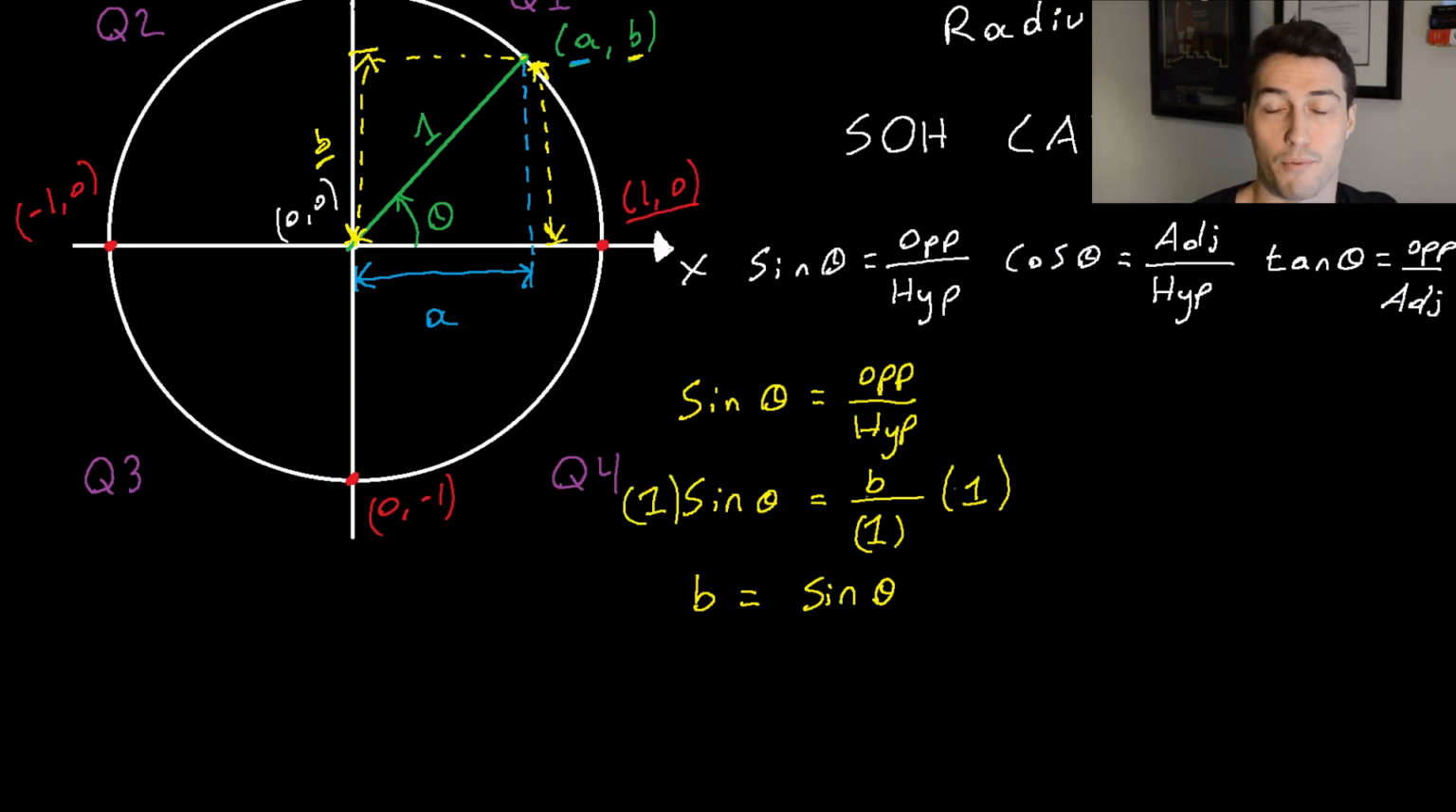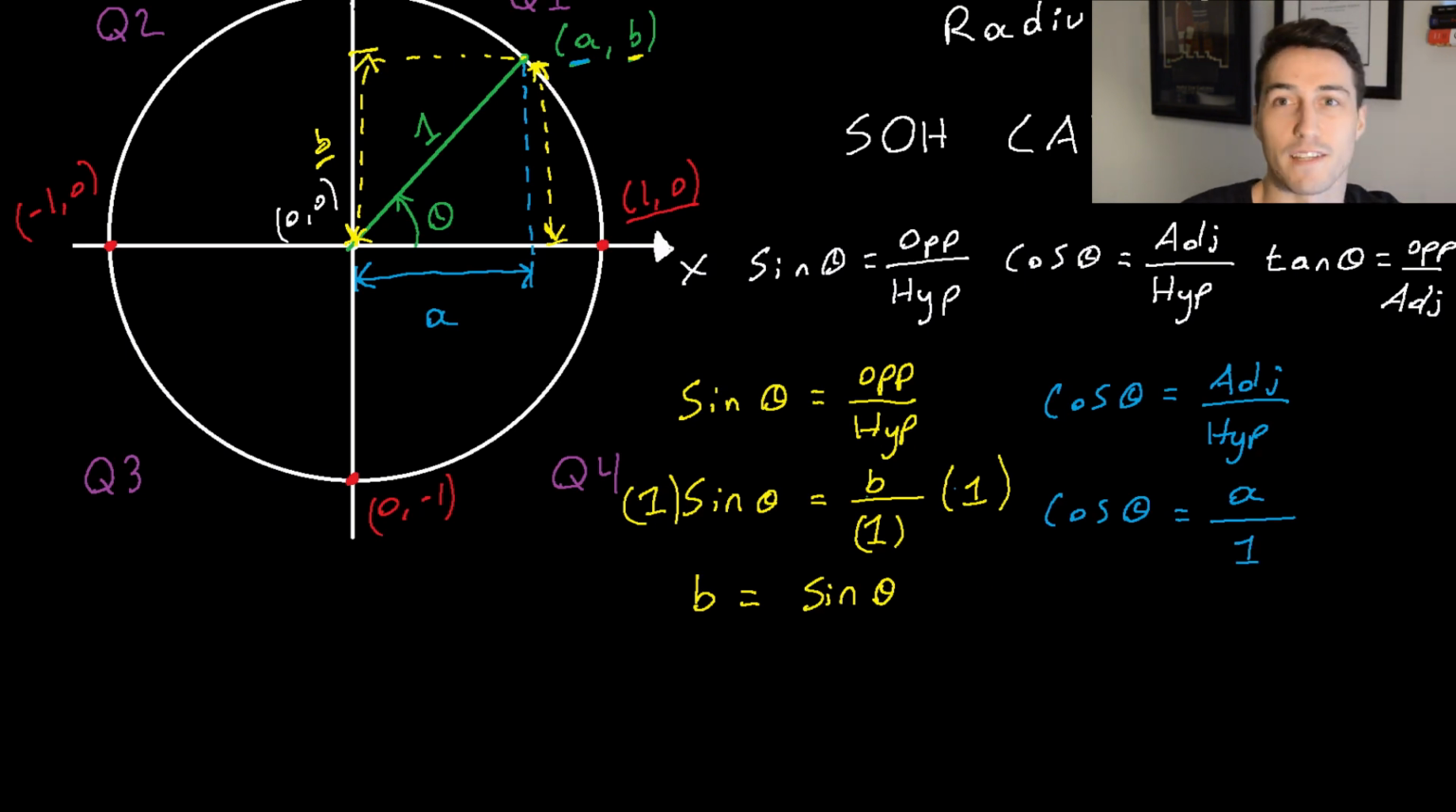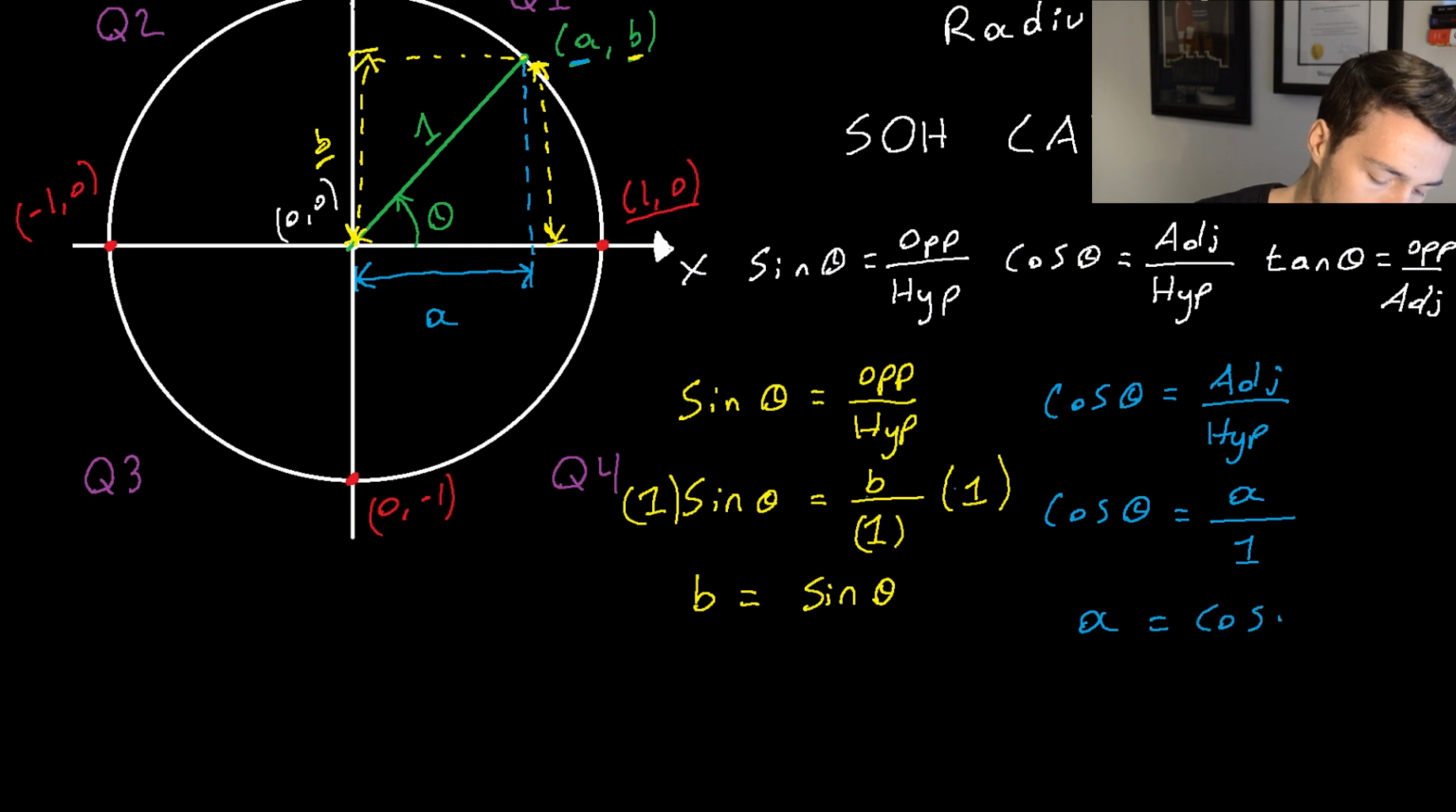Now I'm going to do the same process, but now for cos of theta. So I'm going to say that, I'm going to do it in blue, cos of theta is equal to adjacent over hypotenuse. And in this case, if we use our theta we've defined here, our adjacent side is just a, and our hypotenuse is still 1 because it's the radius of the unit circle. So now I'll get a is equal to cos of theta.